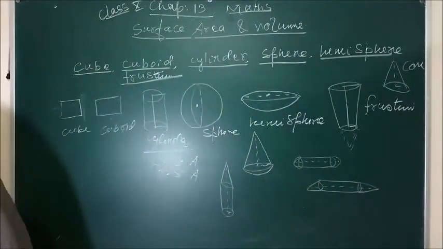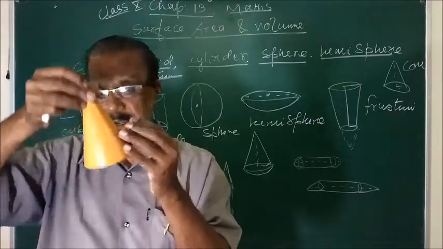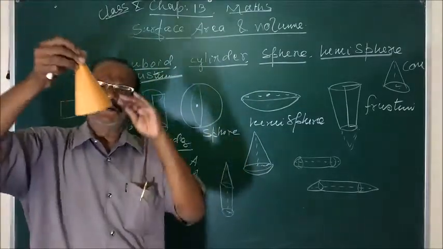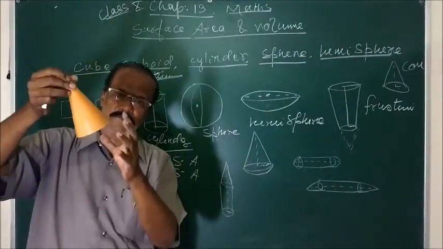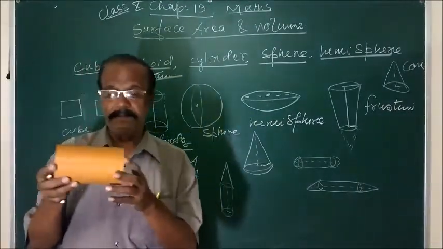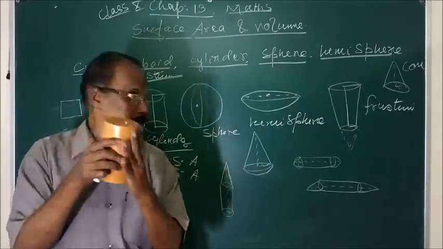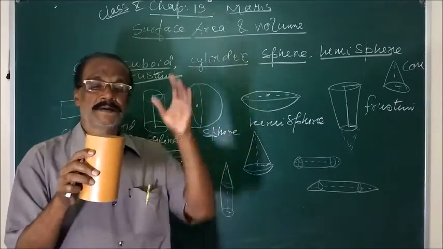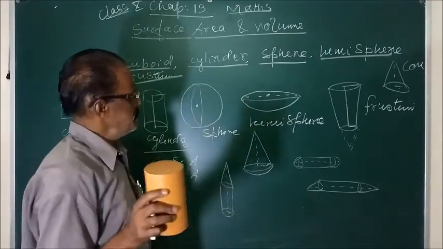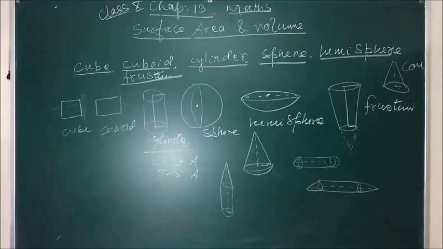And this is a cone. This conical shape is called the curved surface. If you have to find the total surface, total means the curved surface plus the area of the other bases. If you have to find the total surface area of a solid cylinder, this is the curved surface, and the sum of the area of these two bases will be the total surface of the cylinder.